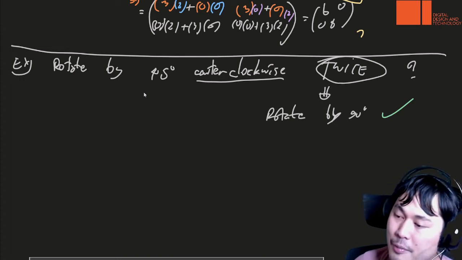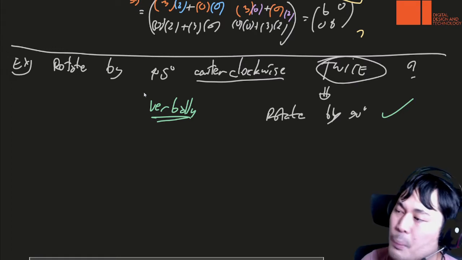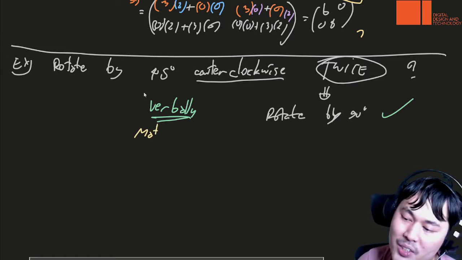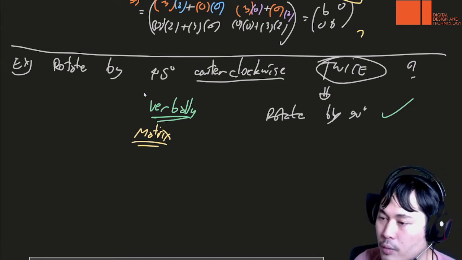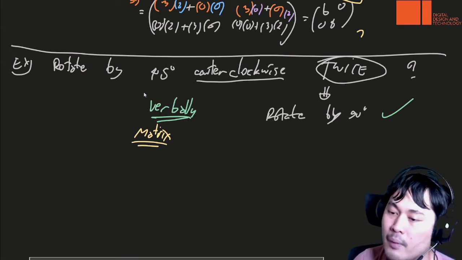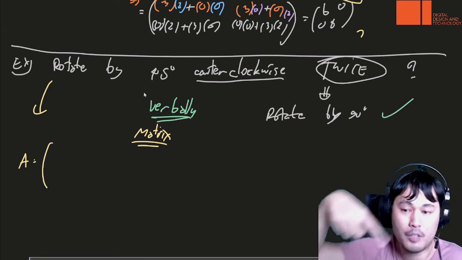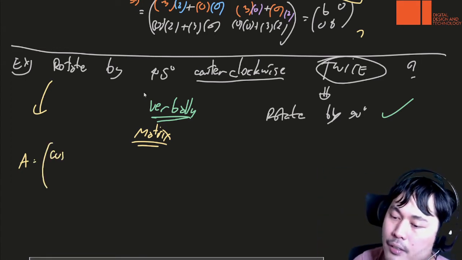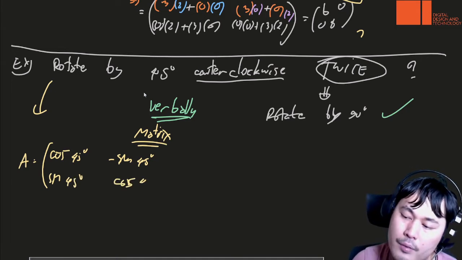But that's the first part. If you explain this verbally, then that's the result. What about the matrix? Can you compute, or can you explain what is going on here? So we have to start from this rotation first. So rotation by 45 degrees, let's say it's A. And if you go to the formula we have up there, it's cosine 45 degrees, minus sine 45 degrees, sine 45 degrees, and cosine 45 degrees.